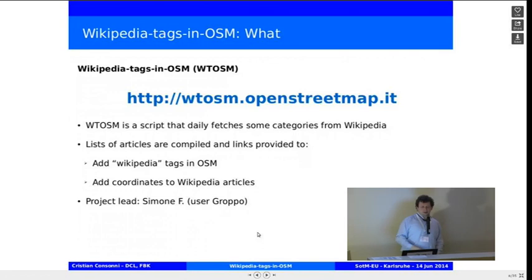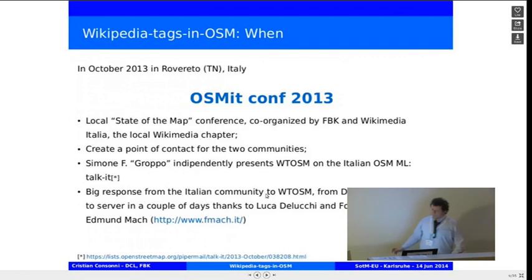Now it's hosted on WTOSM, which is Wikipedia to OpenStreetMap, at wtosm.openstreetmap.it. And the amazing thing was that there was a huge response from the Italian community to this proposal by this user, Simone, whose nickname is Groppo. I don't know his real surname.